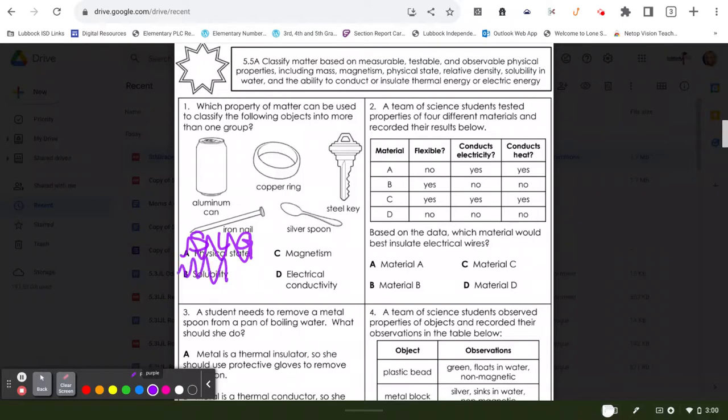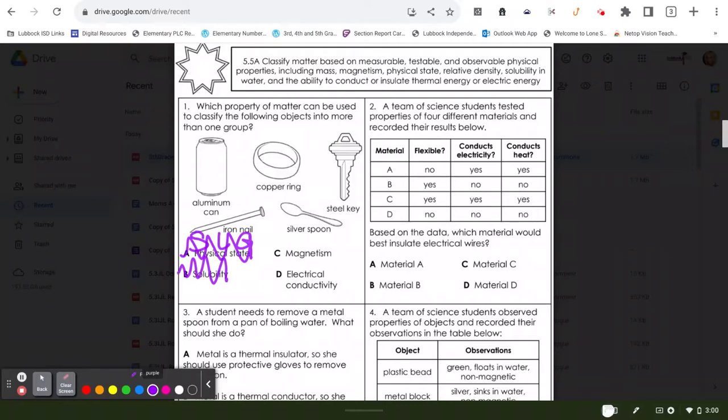Okay, so let's look at C and D. One of these is the answer, and one of these is our distractor answer. So it's asking us to put them into two groups, or at least two groups, more than one group. I guess there could be three groups. D says electrical conductivity. Well, all of these items would conduct electrical energy. An aluminum can is going to let the energy flow through. Copper ring is going to let the energy flow through. So are the others, the steel key, the iron nail.